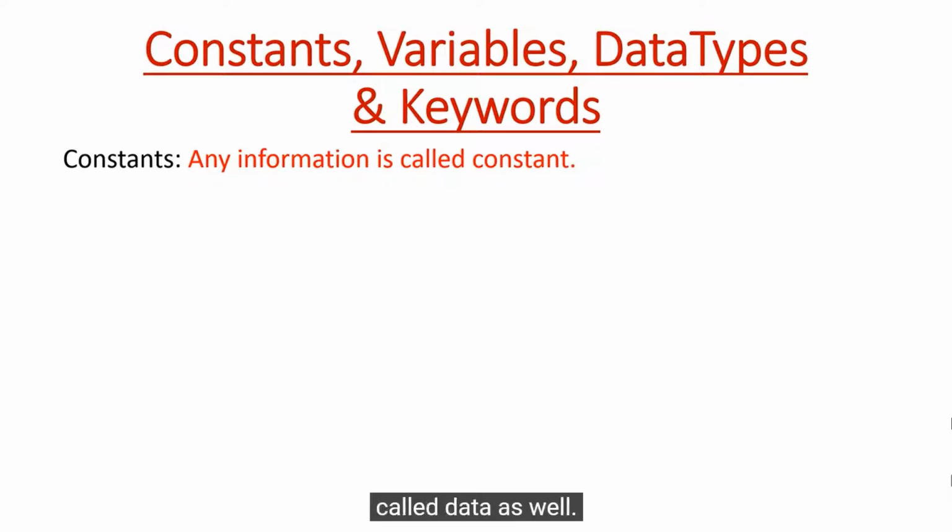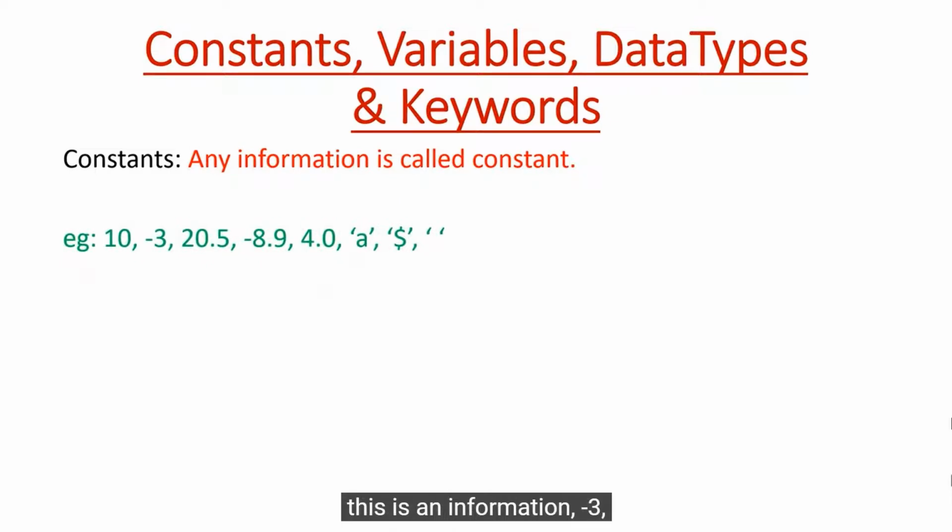Sometimes information is called data as well. For example, 10, this is an information, minus 3, 20.5, minus 8.9, then 'A' inside single quote, '$' symbol inside single quote, then again space inside single quote. So here 10 cannot be equal to 100, or 10 cannot be equal to 5 or any number. 10 is always 10 only. Minus 3 is always minus 3. It cannot be minus 2 or minus 10. So these all are called constants. Any information is called constant. Constant cannot be changed.